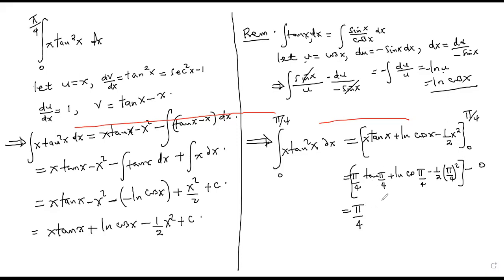This is like tan 45, which is 1. So it is going to be pi over 4 plus ln of cos pi over 4, that is cos 45, which is root 2 over 2. Minus, this is pi squared over 16 times 2, which is pi squared over 32. So it is going to be pi squared out of 32.